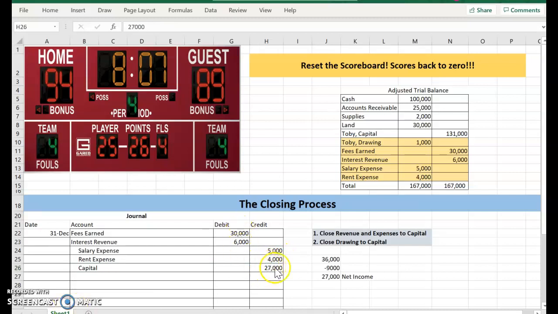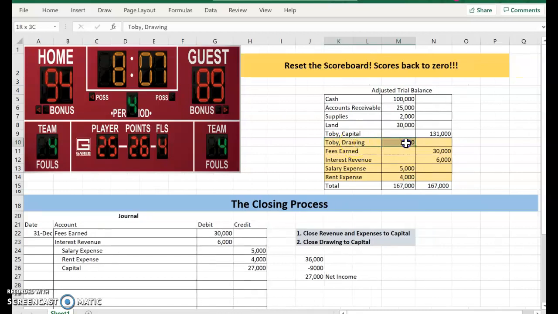Another way to remember you need it on your credit side is that capital has a normal credit balance. Net income increases capital. So if we credit capital, that is a positive impact. In a minute, we will see if we have a net loss, that is a decrease to capital because a net loss decreases capital. The next step is to close drawing to capital.